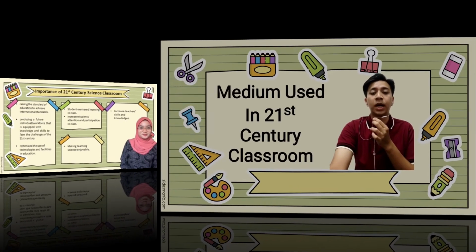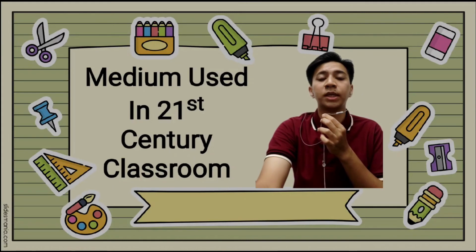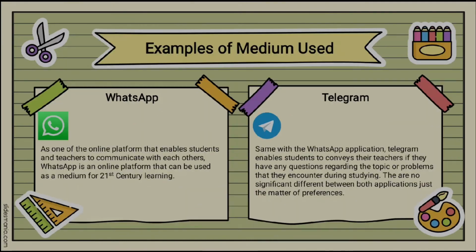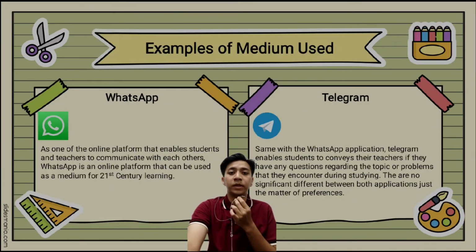In this session, I will talk about the medium used in the 21st century classroom. We will go through examples of media used in the 21st century science classroom. The first one is WhatsApp. As one of the online platforms that enables students and teachers to communicate with each other, WhatsApp can be used as a medium for 21st century learning.